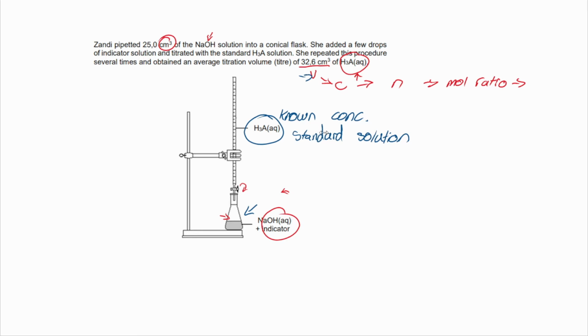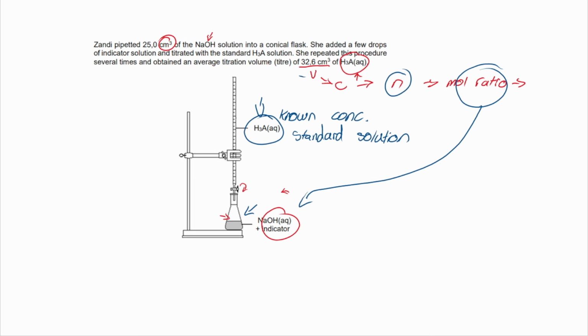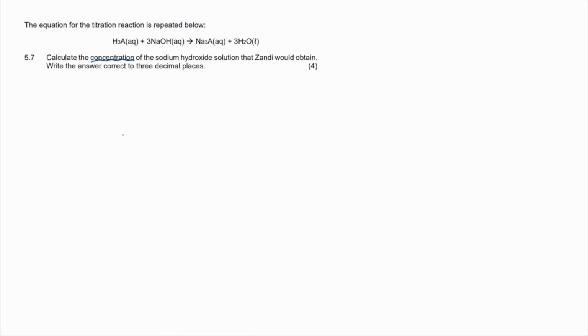We use volume and concentration to find the moles of the known thing. Then we do a mole ratio to find the moles and then the concentration of this thing. Because if you look, we know the volume for sodium hydroxide. So I've given a broad overview, but we're going to go into this now.